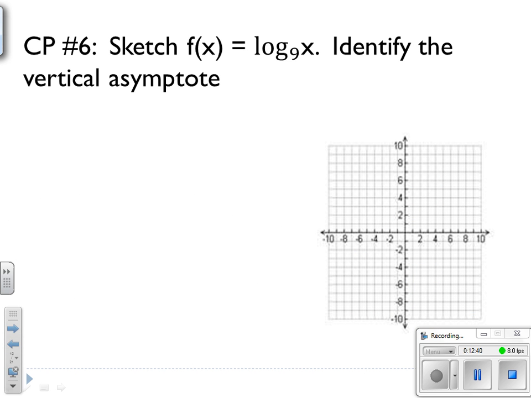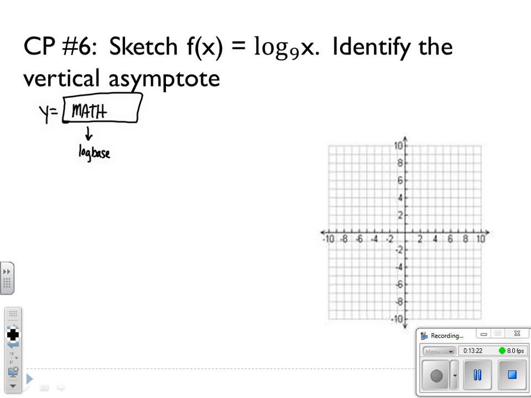Okay, so let's take a look at this one. Checkpoint number 6 has us sketching f of x equals log base 9 of x. Now we went through in class how to key this into your calculator. When you go to your y equals button and you're about to enter this side, you're going to first have to hit your math key and then arrow down to where it has something that looks sort of like log base. Then it's going to open it up to where you can type in that little 9 and then whatever your x value is going to be. And then when you hit graph, you're going to be able to get the picture.